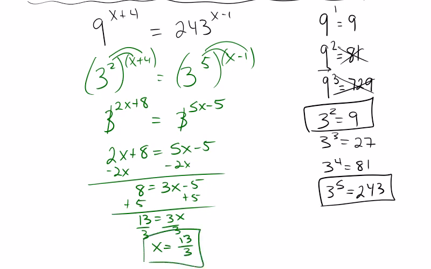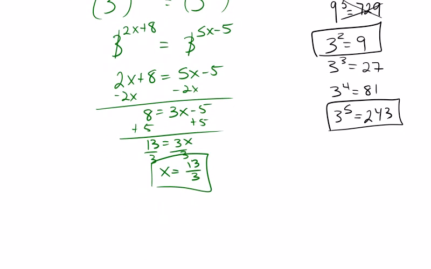Okay, that works. Now, let's check it out. So in this case, I'm going to check it out in the 3 to the 2 times 13 over 3 plus 8, where the distributive property has already been done. So this is going to get us 3 raised to the 26 over 3 plus 8. Now, in order to add those together, we need to get a common denominator. So the 8, we're going to change to 24 over 3. And that's going to get us 3 raised to the 50 over 3.